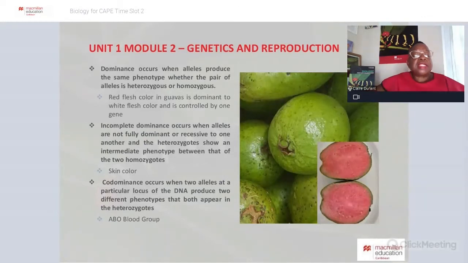I'm sure you have friends of all skin colors, as do I. And codominance occurs when two alleles at a particular locus of the DNA produce two different phenotypes which can both appear in heterozygotes. An example of this is the ABO blood group, and information on this is included in the textbook.